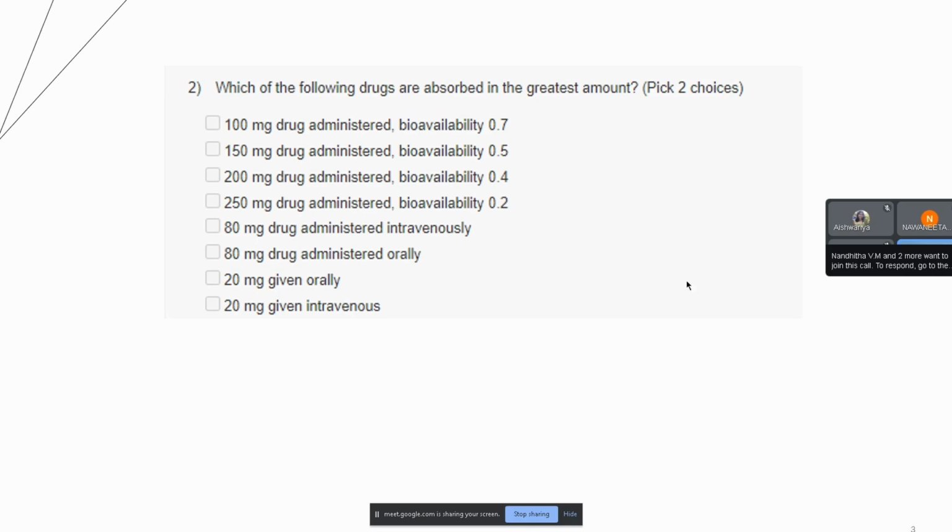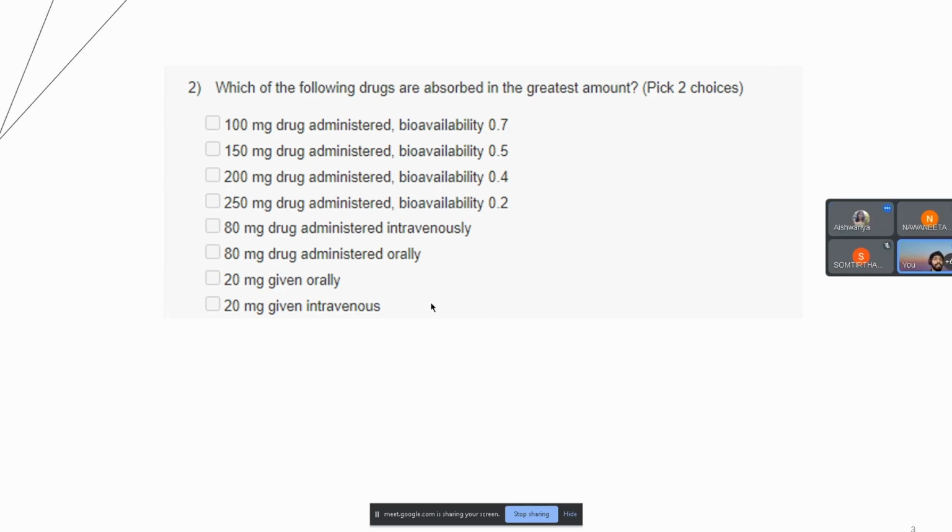So if you look at all the options, it looks like in all the cases, the maximum amount of drug that your body can absorb seems to be 80 mg, right? So, what gives us 80 mg here? The third option and the fifth option. Correct.